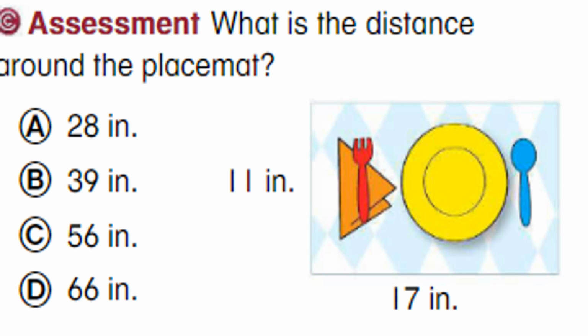Okay, this is the assessment for this lesson. What is the distance around the placemat? So around, this is 11 and this is 17. You have to find out the length of other two sides and then you have to decide you are going to add or subtract to find your sum in inches. So just circle the correct option.